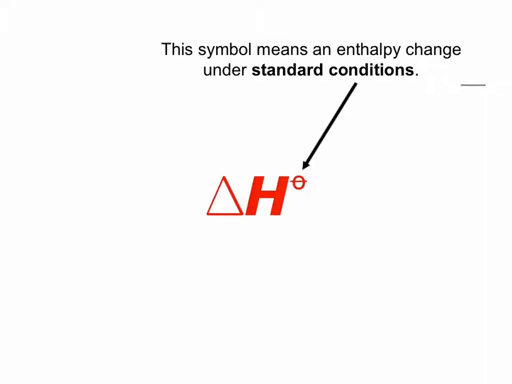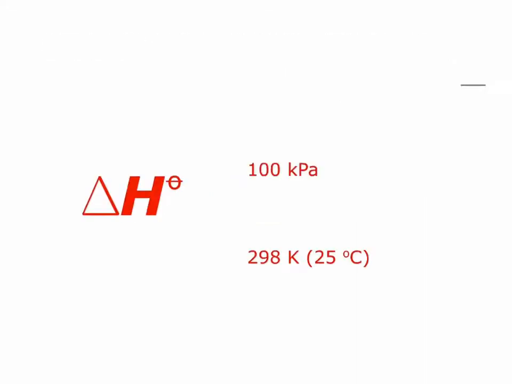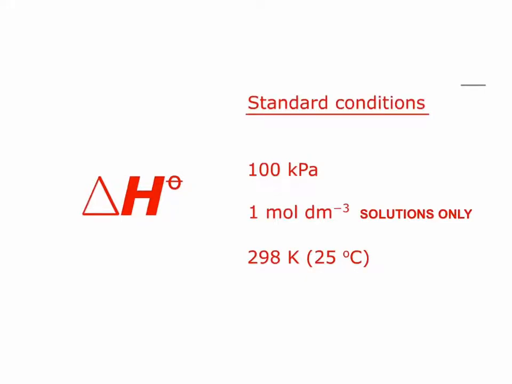The enthalpy change is quite often given the symbol delta H with a funny circle with a line through it, and that circle indicates that the enthalpy change is happening under standard conditions. Standard conditions are, if you write them into your notes, 100 kilopascals of pressure, 298 Kelvin, and 1 mole per decimetre cubed if we're dealing with solutions. We'll keep coming back to these standard conditions.